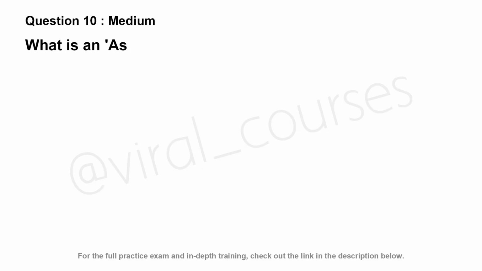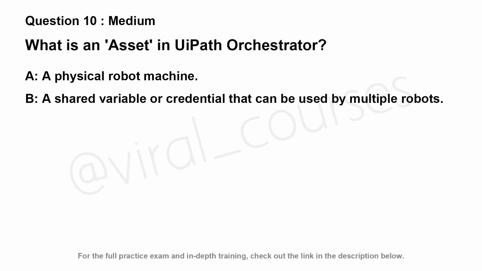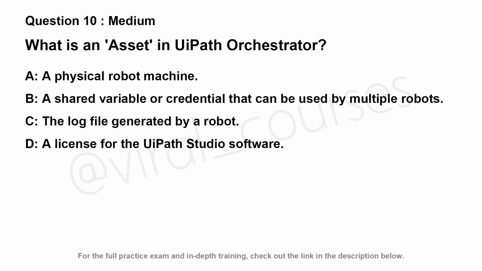What is an asset in UiPath Orchestrator? Option A. A physical robot machine. Option B. A shared variable or credential that can be used by multiple robots. Option C. The log file generated by a robot. Option D. A license for the UiPath Studio software.